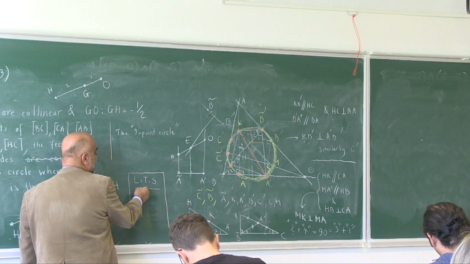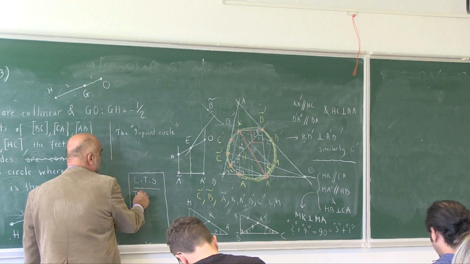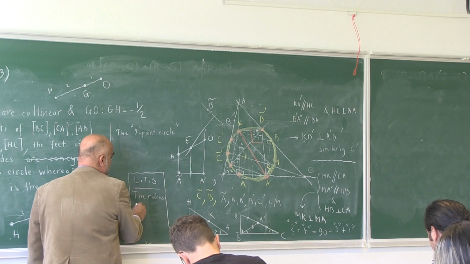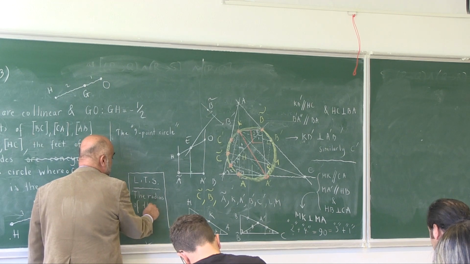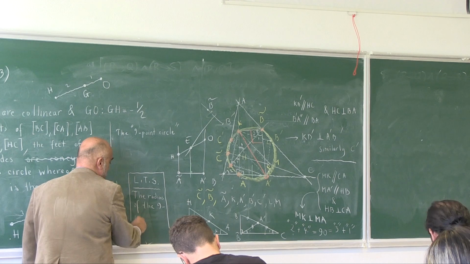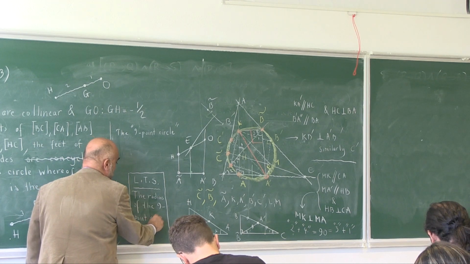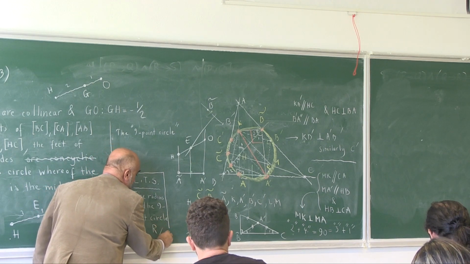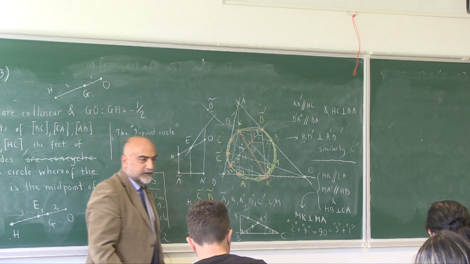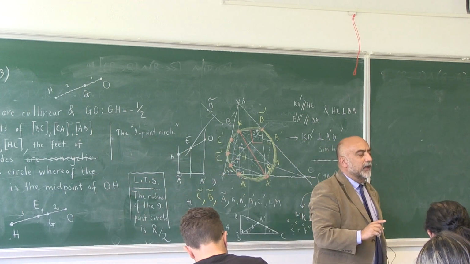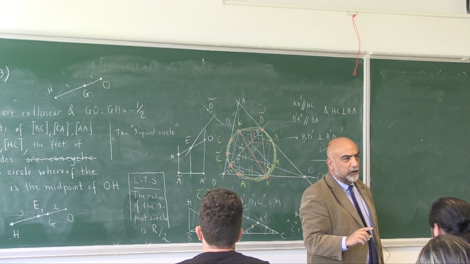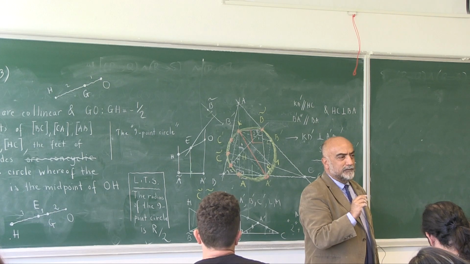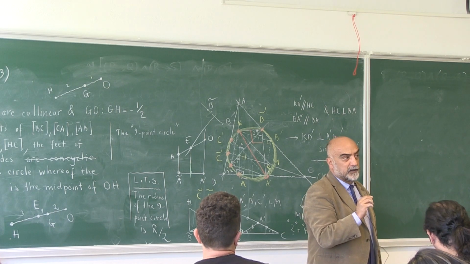Left to the student. The radius of the 9-point circle is R over 2. So in fact, it turns out, and I'll leave this to you. If you can't do it, I will do it in my next lecture. Don't you worry. The radius of the 9-point circle is in fact half the circle radius.